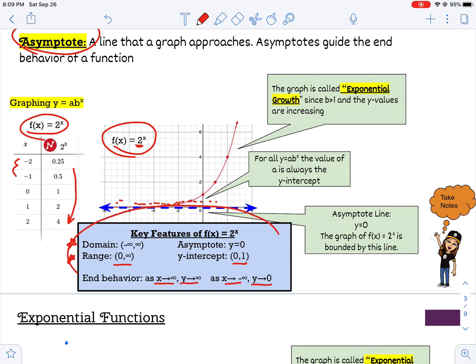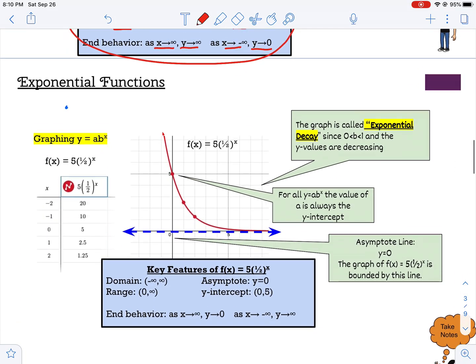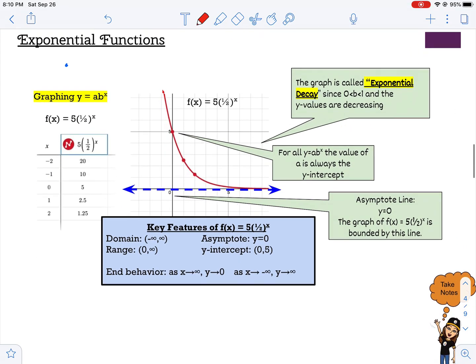And these key features are the basic features to go off of for all the other ones. So I did want to show you the contrast of exponential growth, which is exponential decay. One of the things that makes this decay is that b value is a fraction. It's a value that's between 0 and 1. Okay? Notice that the red graph here, this curve, is coming down and it's decreasing. That's another reason that it's decay. You can also tell from the table, look at those y values. They are decreasing as the x values are increasing.